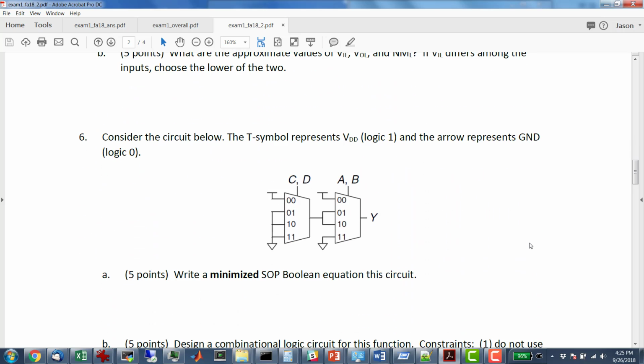OK, circuit below. There are a few different ways you could have done this one. The way I did it was, I said, well, if A and B are 0, 0, then C and D don't care.